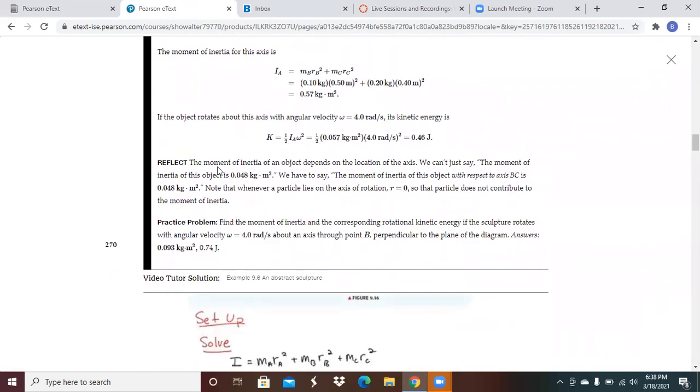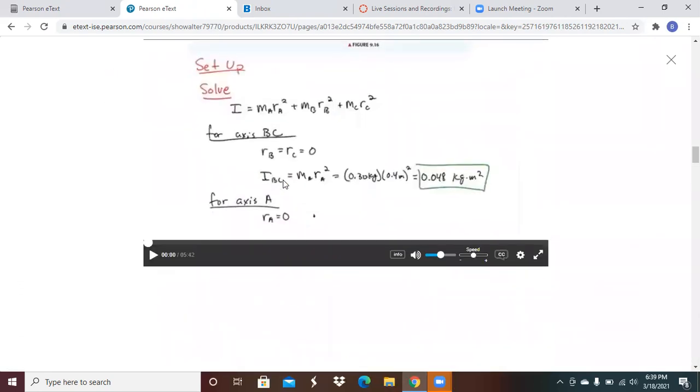So the moment of inertia of an object depends on the location of the axis. In other words, we just can't say, well, this is the moment of inertia. We have to refer to it with where the axis actually is. If we don't do that, then it's incomplete. We don't have enough information.